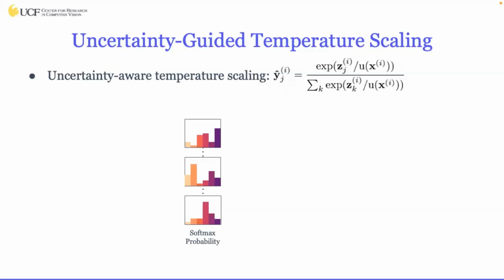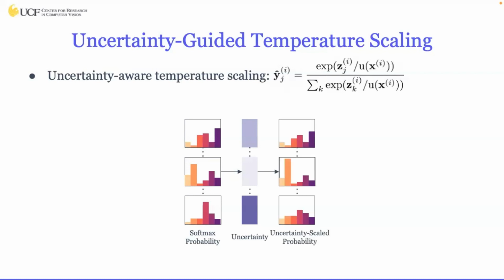Let's assume we have these 3 samples, and these are the typical softmax probability scores. And these are also the corresponding uncertainty scores. In here, the lighter color means lower uncertainty, and darker color means higher uncertainty. So what will happen after performing our uncertainty guided temperature scaling is that the sample for which the uncertainty is lower will get sharpened, and where the uncertainty is higher, that means the last row, it will get flattened.